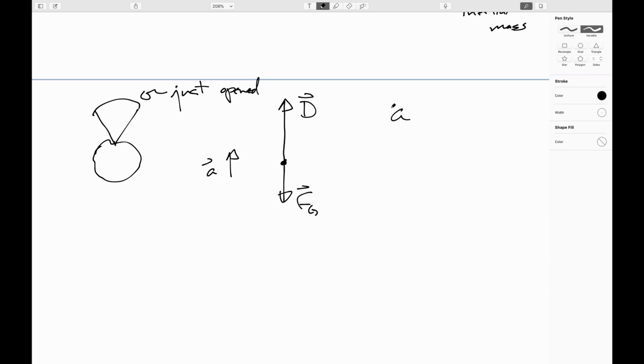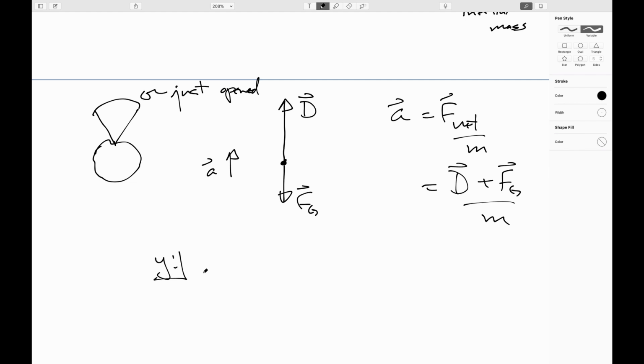So again, we can do Newton's second law of motion here and say a is equal to F net over m, and this would be the vector sum of the drag force and gravity over m. If we take the y component of this, it's going to be equal to D. The drag is pointing upward, so we say plus D. Gravity is pointing downward, so we say minus F_g over m.